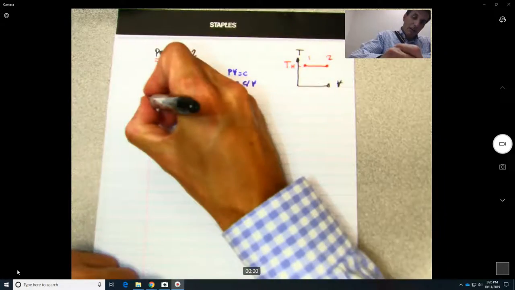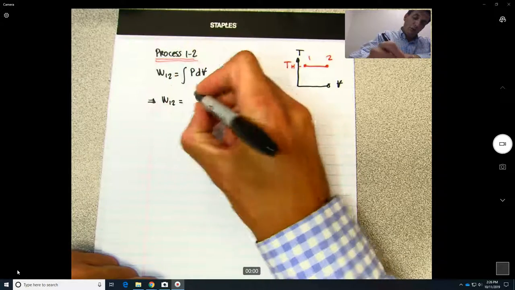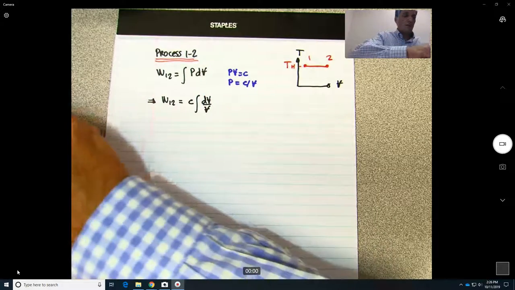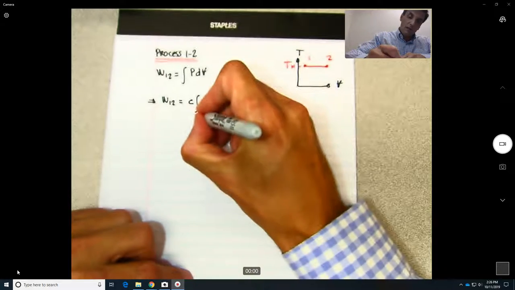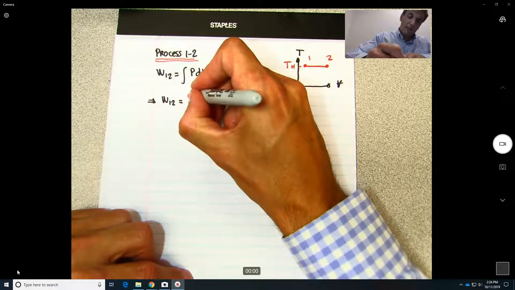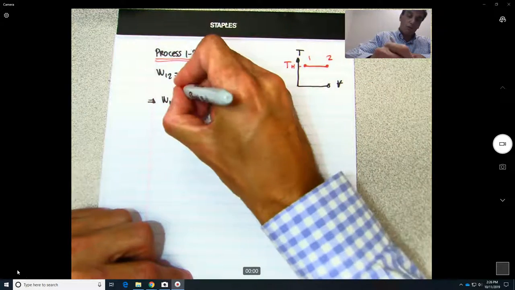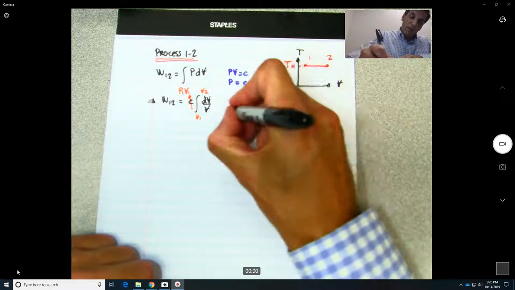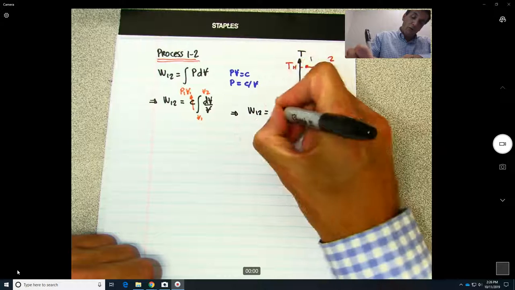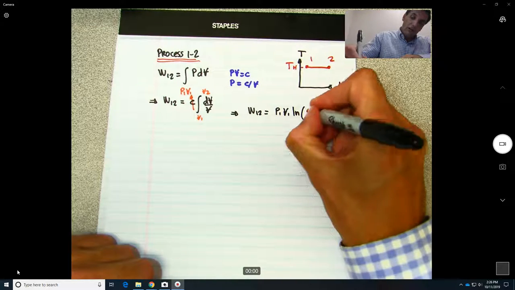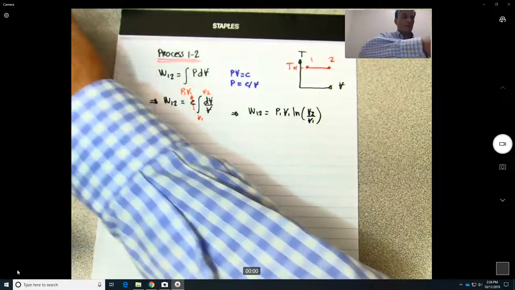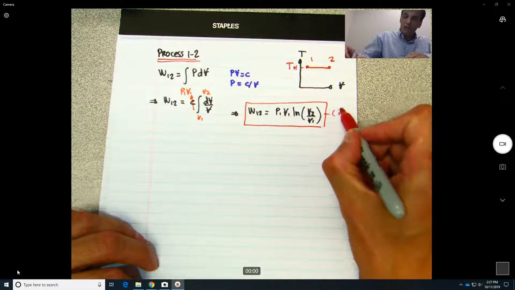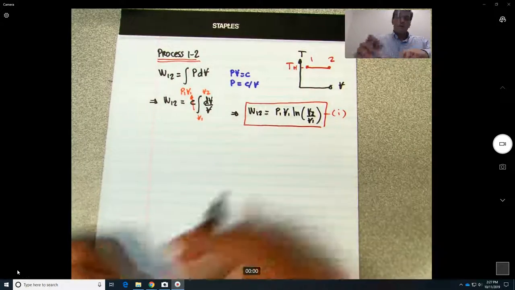So this will give us right away that the work 1, 2 equals the integral of C dV over V between V1 and V2, and we know that C could be equal to either P1 V1 or P2 V2. So let's choose P1 V1. After doing the integration, we get that work 1, 2 equals P1 V1 log V2 over V1. Okay, so this will be our equation Roman 1.